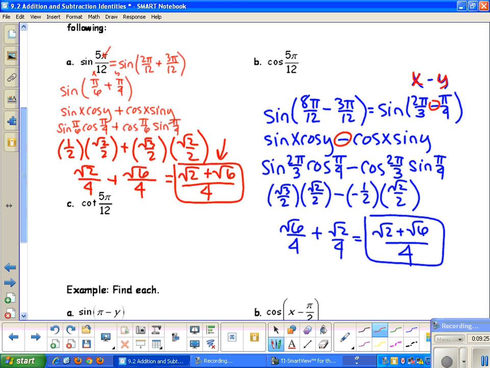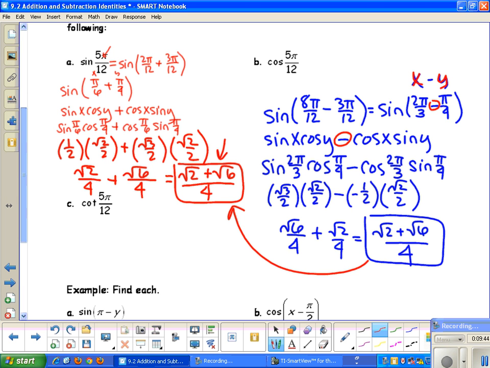So the sine of 2 pi over 3 is root 3 over 2, cosine of pi over 4 is root 2 over 2, minus the cosine of 2 pi over 3 is negative 1/2, and sine of pi over 4 is root 2 over 2. So the first one gives me root 6 over 4 plus root 2 over 4. And notice that this right here is the same as this right here. We just did the subtraction identity instead.